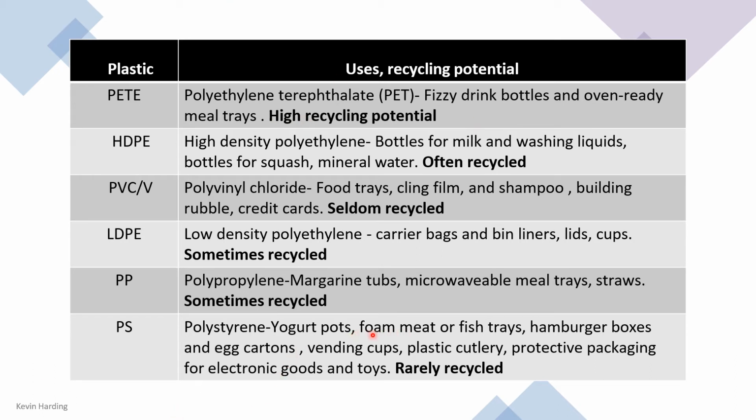Polystyrene is often the foam trays or hamburger boxes. These are rarely recycled plastics. Because it's rarely recycled, this is where we're saying that we can change the solid waste at the source. You'll notice that hamburger boxes now are almost never in polystyrene anymore. They are now more often in cardboard boxes, as well as the egg cartons. Egg cartons are often also in paper or some sort of paper mulch, mainly because polystyrene is rarely recycled. It's probably one of the more difficult ones to recycle as well.